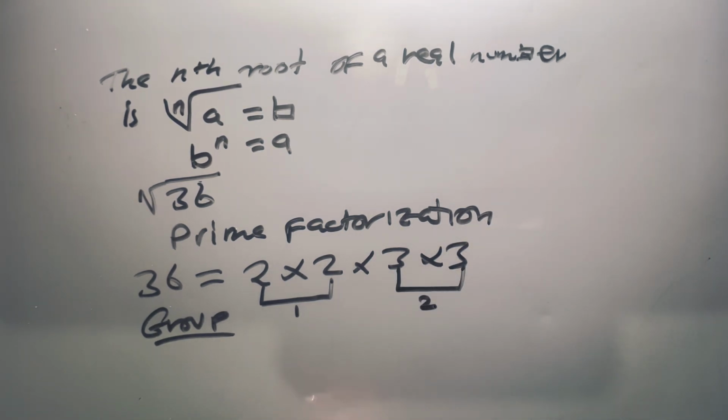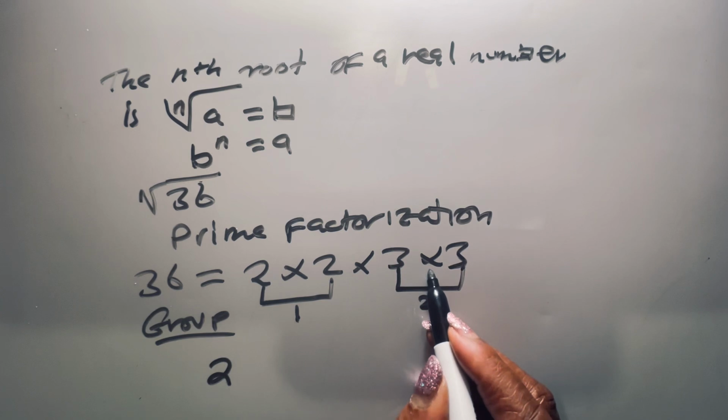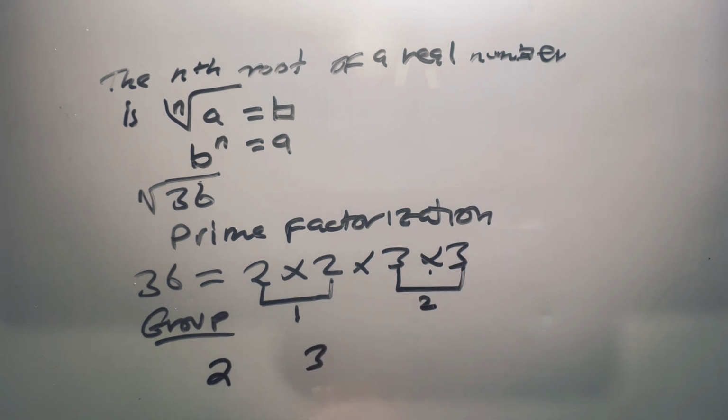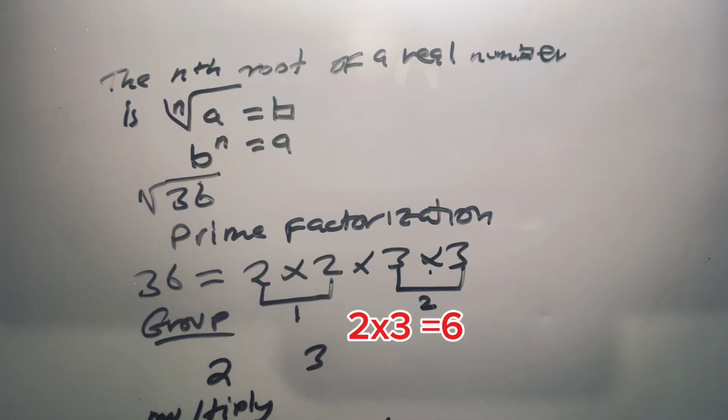Next, we are going to take a number from each group. So from group 1, we'll take out a 2, and from group 2, we take out a 3. Next thing we do is multiply the two numbers. So we're going to take 2 times 3, which is 6. So therefore, the square root of 36 is 6.